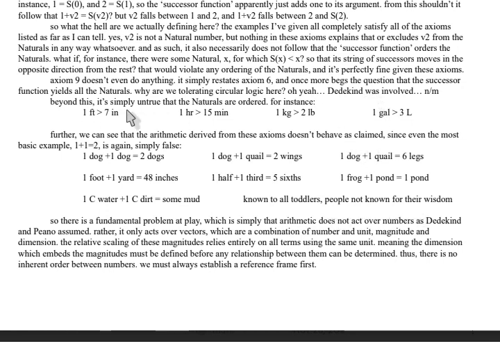Or the claim that the naturals are fundamentally ordered. Well, but 1 foot is more than 7 inches, an hour is more than 15 minutes, a kilogram is more than 2 pounds, a gallon is more than 3 liters. So here I have 1 is more than 7, 1 is more than 15, 1 is more than 2, 1 is more than 3. Where's this order that's allegedly there? Where 1 should be less than all of those according to canonical order.